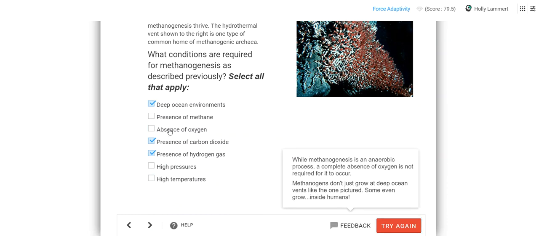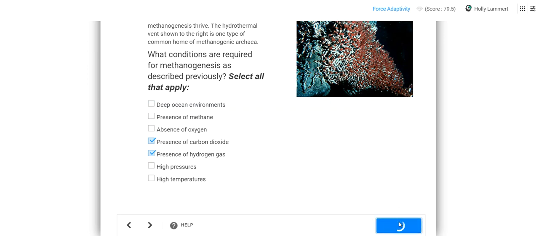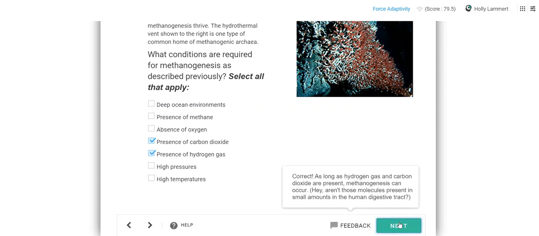Okay, here we learned something. It doesn't have to be completely absent, but just low. Methanogens don't just grow at deep ocean vents like the one pictured. Some even grow inside humans, so maybe we unselect deep ocean. All right, there we go. All we need is carbon dioxide and hydrogen.